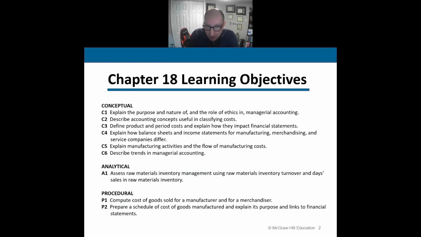The concept of managerial accounting is that we focus on controlling costs, analyzing the business, identifying trends, managing inventory, and computing cost of goods sold. That is what managerial accounting focuses on.